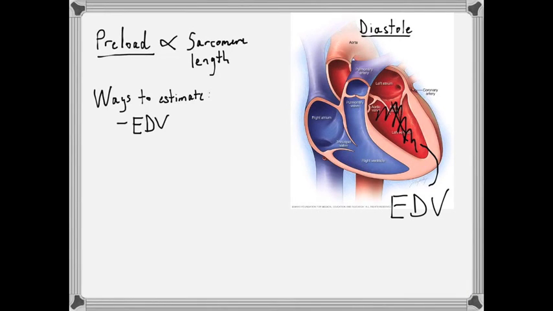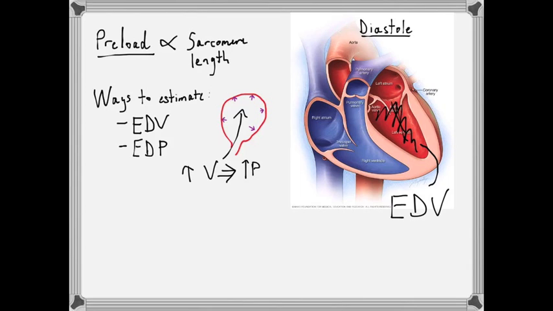volume. Another way to estimate preload is if we pretend that the ventricle is a balloon, and if we insert volume into this balloon, we're going to have a corresponding pressure increase in the intraventricular pressure. And because there is a relationship between volume and pressure, we can use end diastolic pressure as a way to measure preload. Now, this relationship is known as compliance.